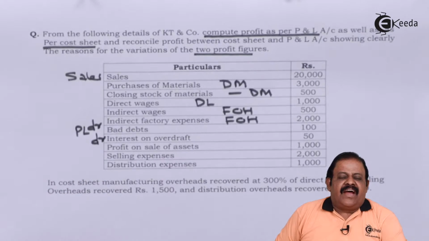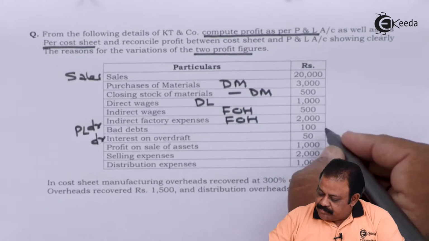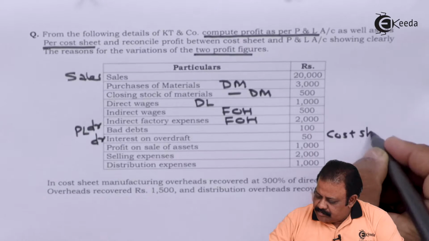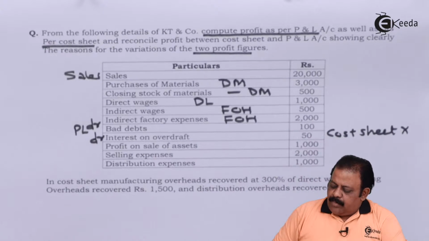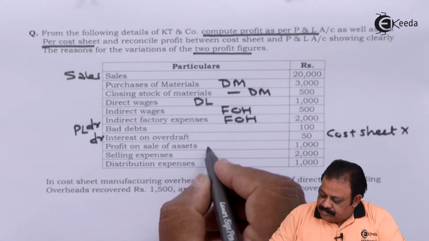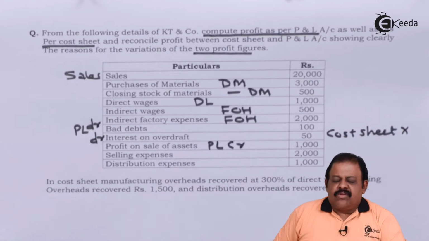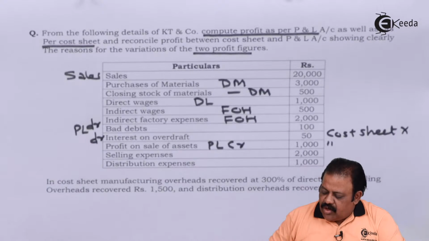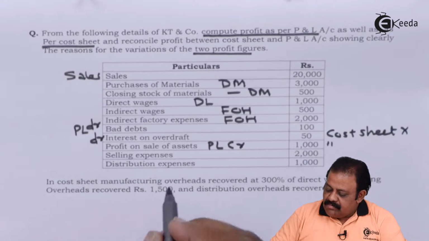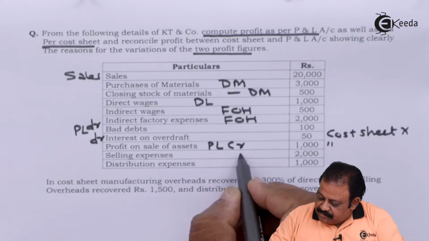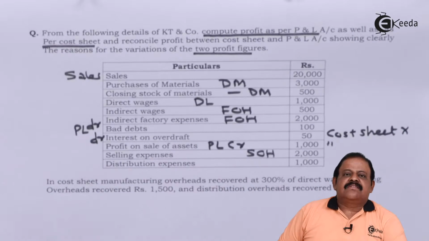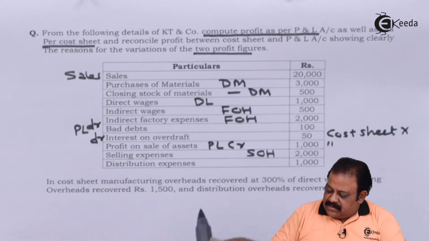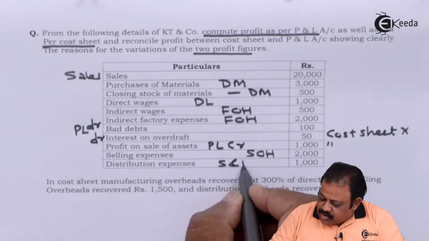Interest on overdraft. This interest is a financial expense. It will be recorded in profit and loss account, but it will not be recorded in cost sheet. Profit on sale of asset. This will be recorded to the credit of profit and loss account. It will not be recorded in cost sheet. Selling expenses, selling overheads, distribution expenses, selling and distribution overheads.